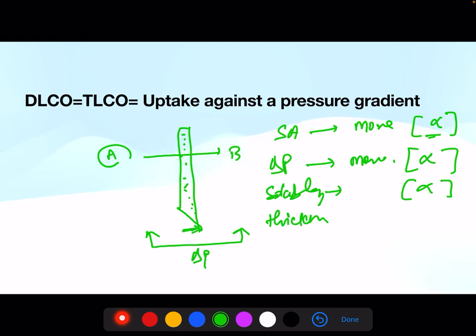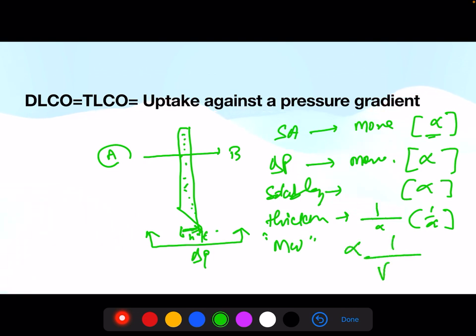Then thickness of the membrane, let us consider it H or T. If the membrane is thicker, then the diffusion will be less, so it is inversely proportional. That means when the membrane is thin, the diffusion will be more, and vice versa. Another factor is the molecular weight of the substance. It is inversely proportional to the square root of molecular weight. Hope you are clear.